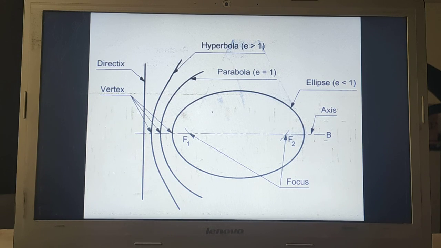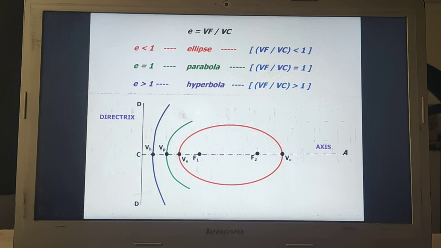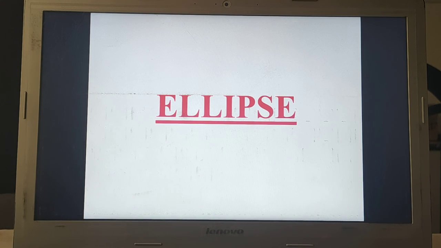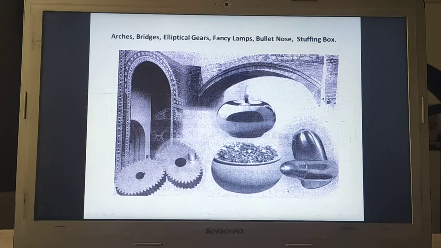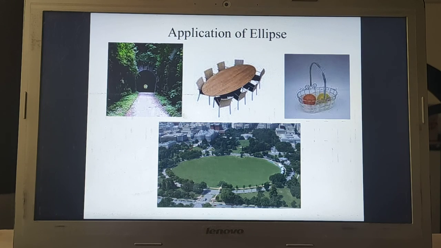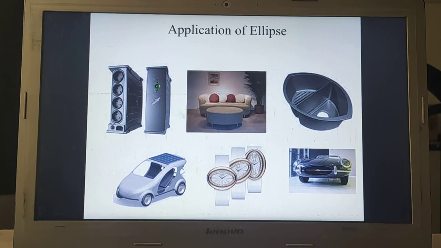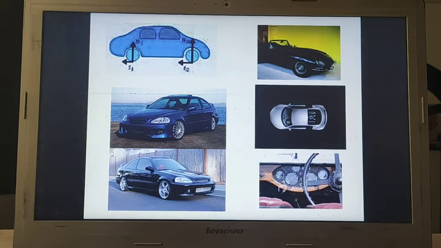The same is explained in the same diagram. Now first we will see the ellipse, how we can draw the ellipse. These are nothing but the applications of the ellipse. Where can we see an ellipse? This is a bridge. This is a tank which has an elliptical shape. Then this is a flange, which is an elliptical flange. These are nothing but the applications of an ellipse.